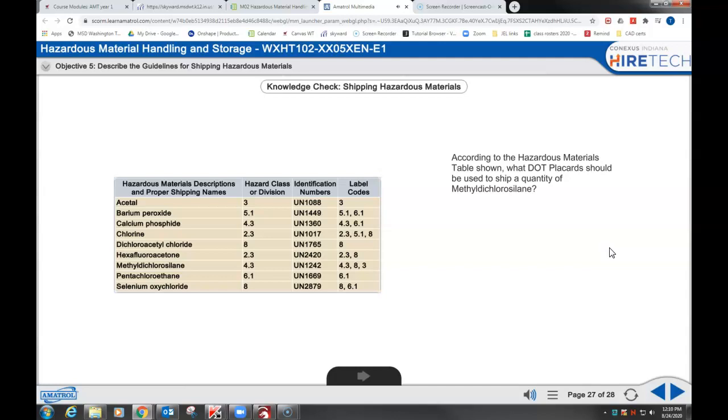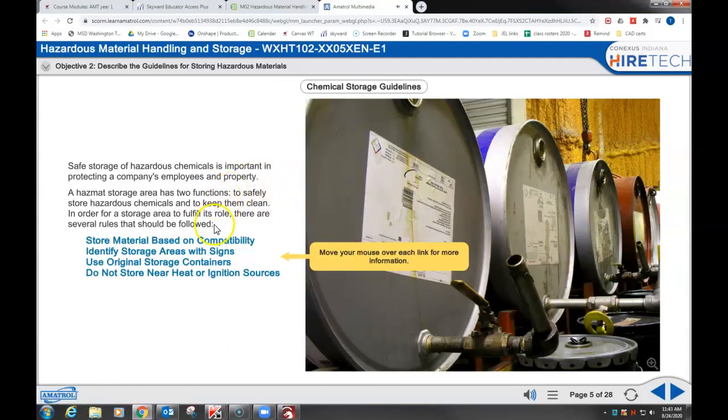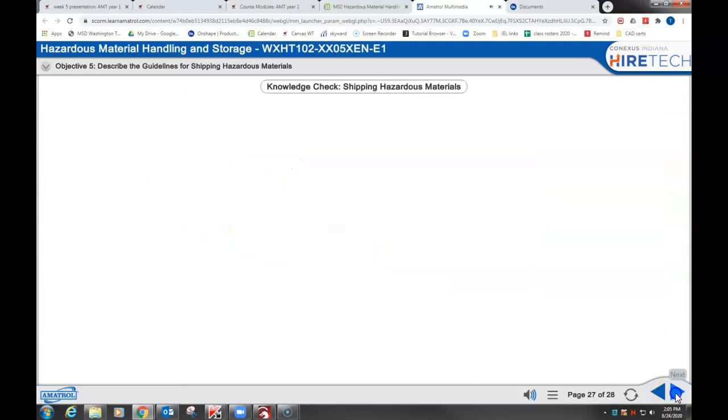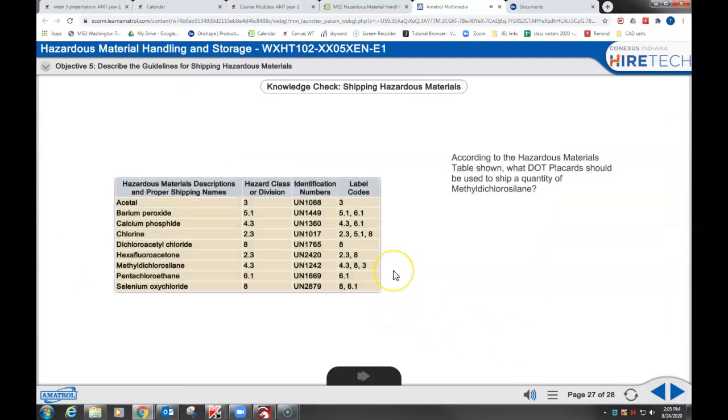According to the hazardous materials table shown, what DOT placards should be used to ship a quantity of methyl dichlorosilane?